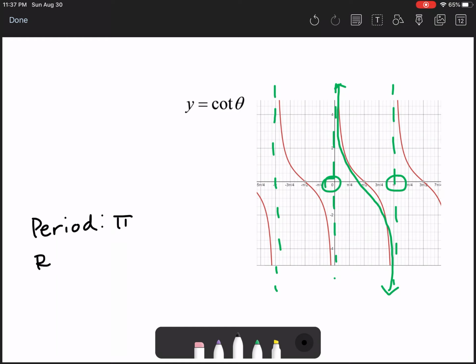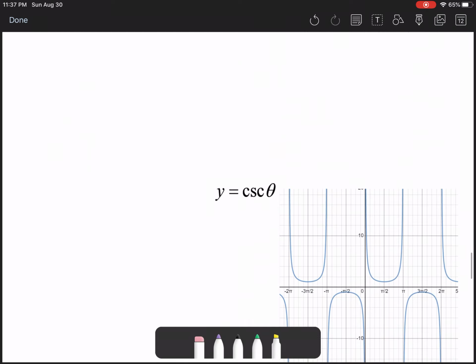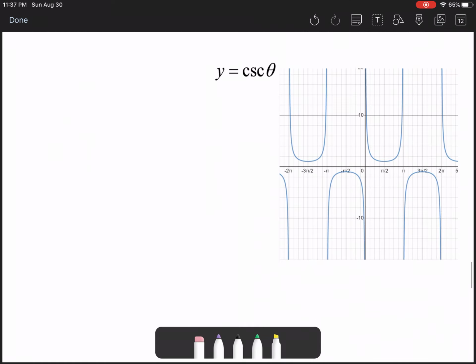And again, I wouldn't ask you about the domain, but we need to know that the range is all reals. Okay? All right. Secant and cosecant are our other two. So let's look at cosecant first.